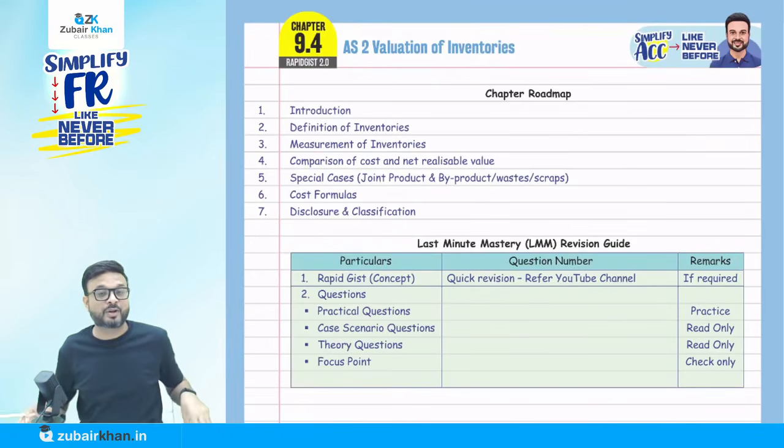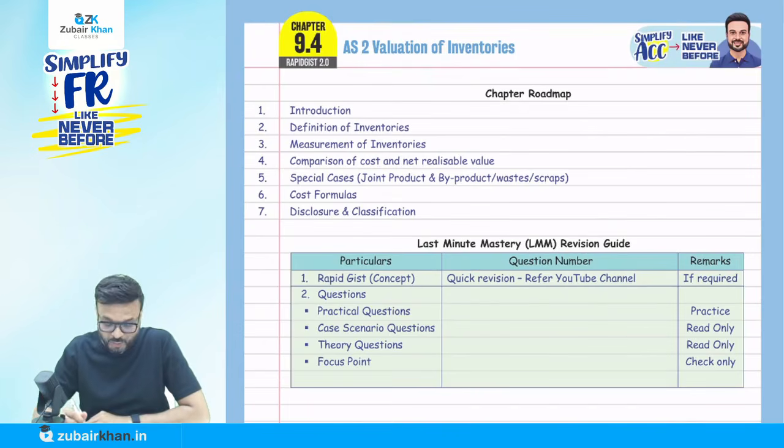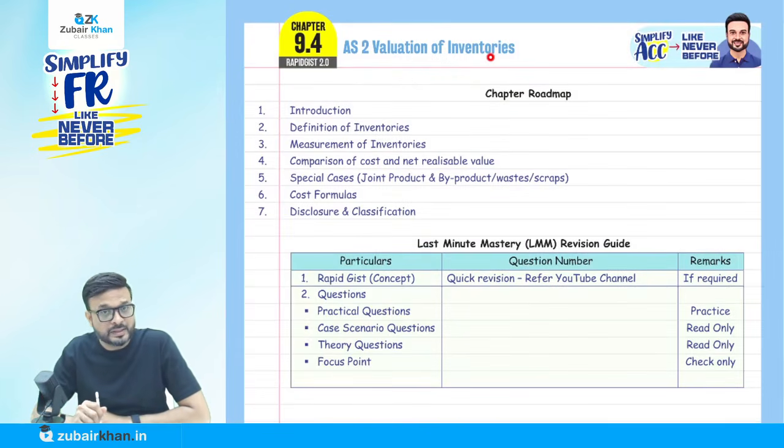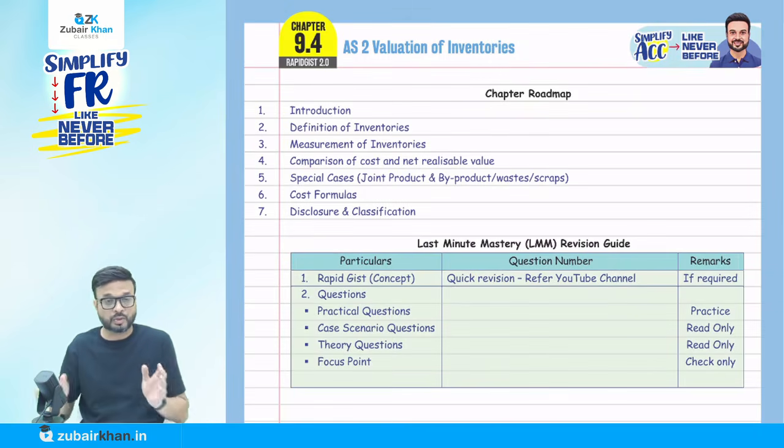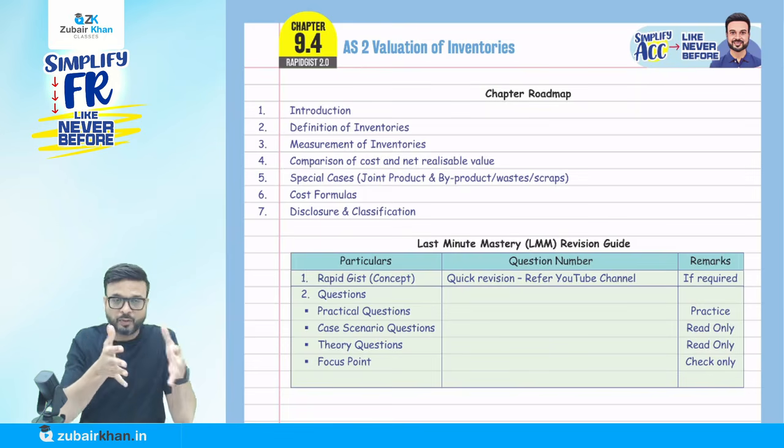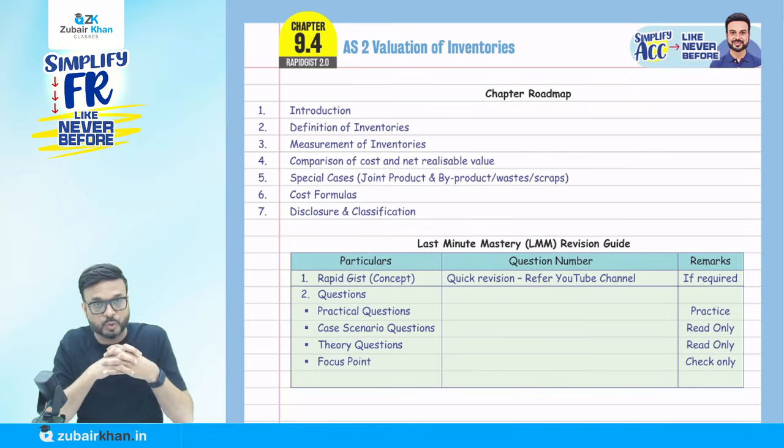And today we are going to cover Accounting Standard 2, that is valuation of inventory. As you can see here, we are going to cover introduction, definition of inventories, measurement of inventories, comparison of cost and net realizable value, special cases, joint product and byproduct, waste or scrap, cost formula and disclosure and classification. And after this, I am going to cover the questions from the AS top 100 questions. In that, we are going to cover today the Accounting Standard 2 questions.